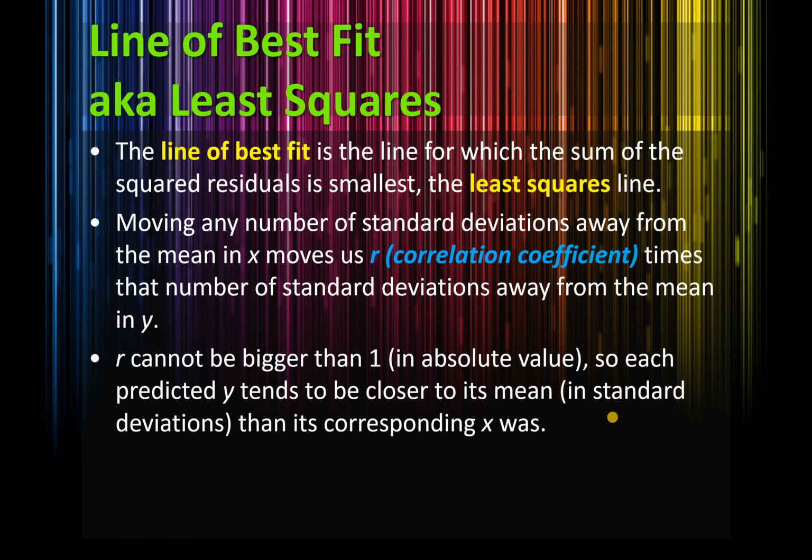Now remember, r itself cannot be bigger than 1, either from -1 to +1. So what this tells us is that your y predictions are going to be closer to the mean than its corresponding x was. You're going to have more variation in your x than you're going to have in your y. A standard deviation is a standard deviation. But if you are one standard deviation away in the x, you have got to be one or fewer standard deviations away in the y.